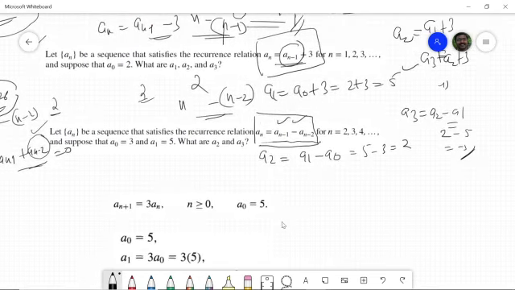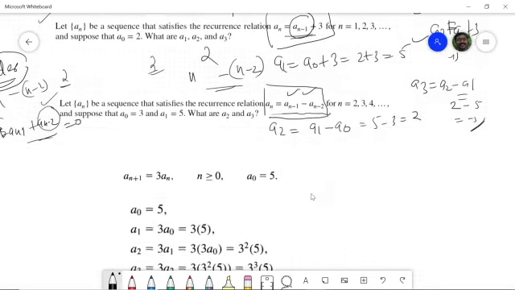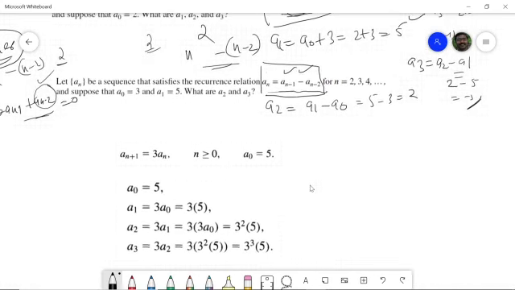Already we have discussed this problem. So here we are taking a geometric series. So a(n+1) is equal to 3 into a(n). You can see that the order of this relation is 1.